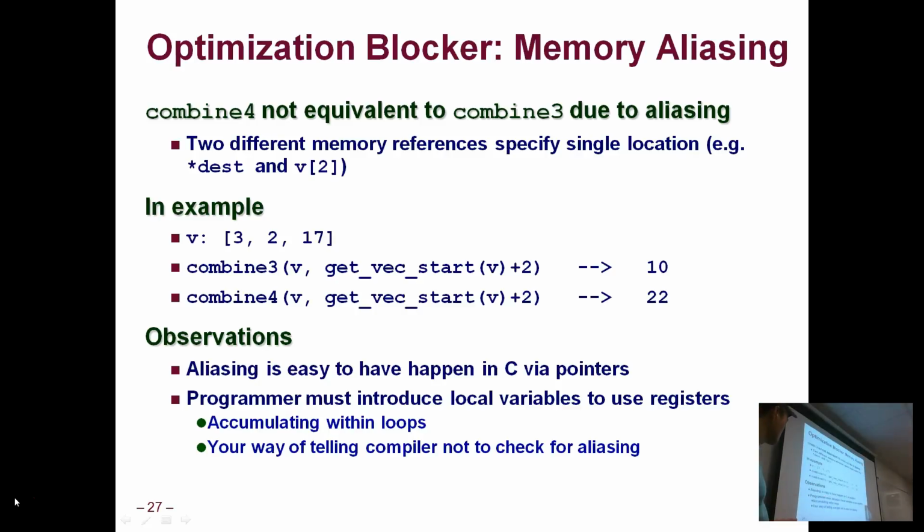So there it is. So the programmer is expected to introduce these local variables in order to use registers, and that's what you guys have to do. Okay, so when you do this, it's your way of telling the compiler not to check for aliases. And there are other ways that you can tell the compiler that these memory locations don't overlap, so make sure that you can optimize your code thusly. So there are compiler directives that we'll talk about later.